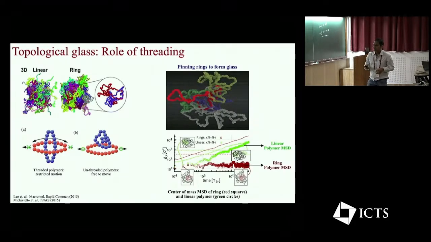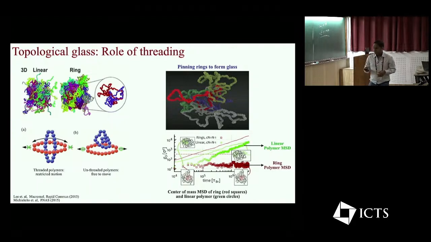Another way is to increase the density rapidly, thereby forming a glass. I'll be talking about glass in the case of ring polymers, otherwise known as topological glasses. These ring polymer systems are distinct from their linear counterparts in that they lack free ends, and that gives them a unique topological interaction known as threading. Threading is when one ring polymer penetrates another ring polymer, thereby restricting its motion. If they are not threaded, they are free to move.